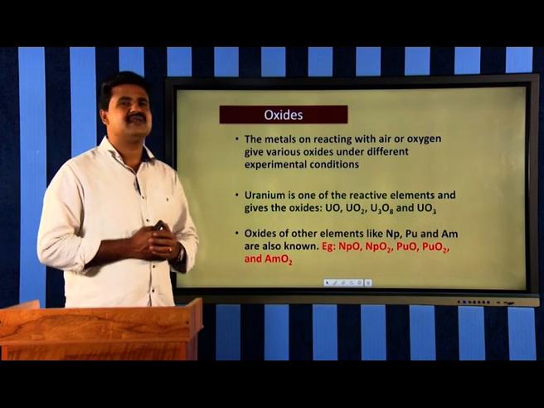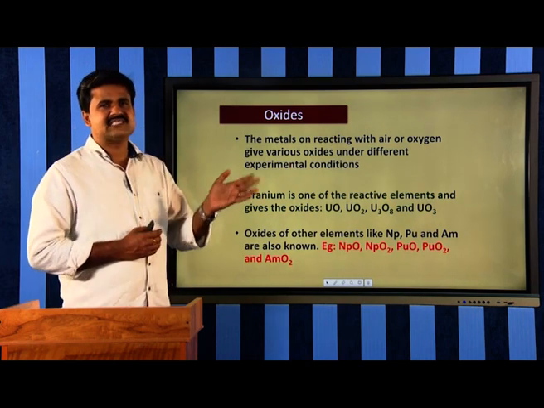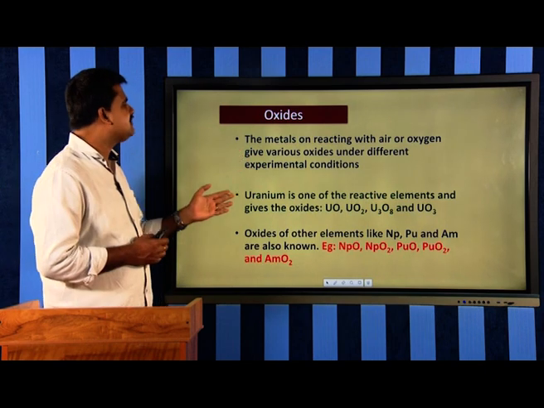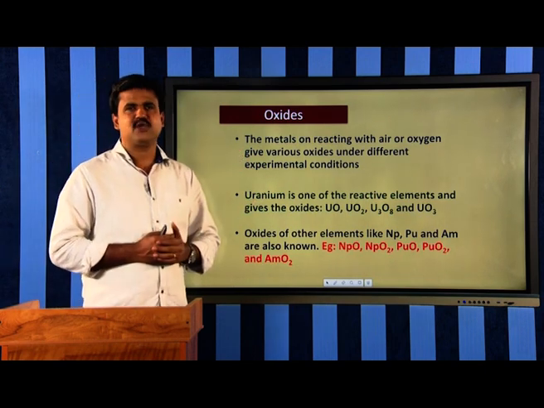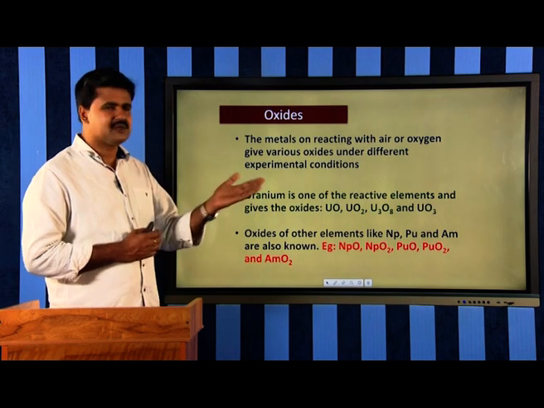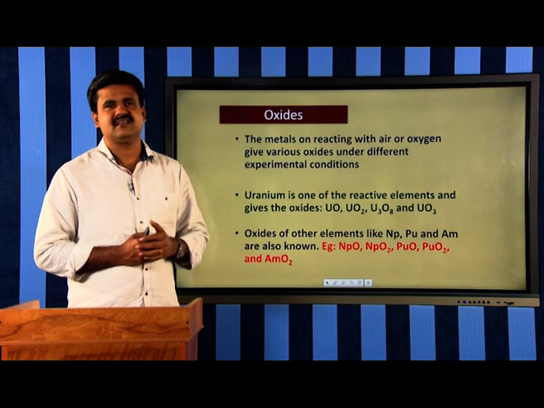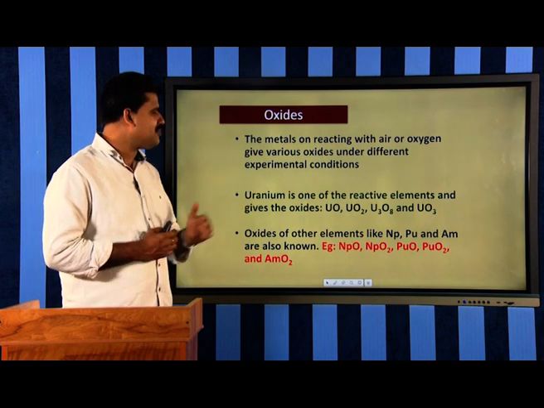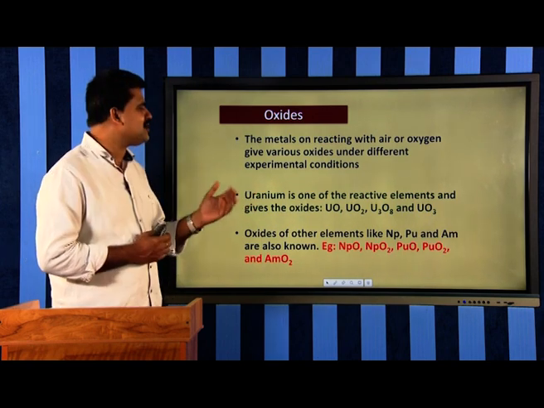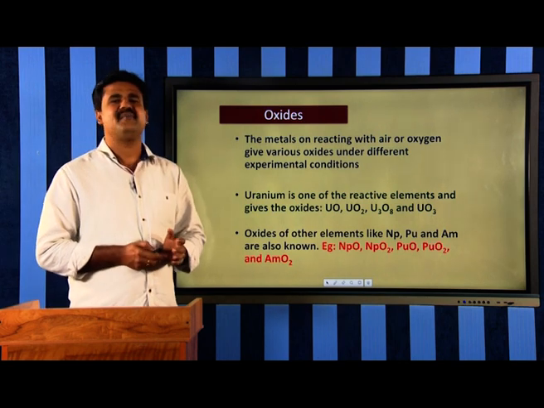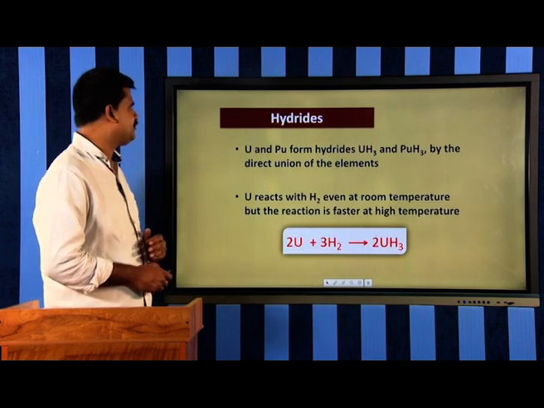For instance, uranium is one of the reactive elements and it will give oxides with the formula UO, UO2, U3O8, UO3, etc. Other oxides are also reported: neptunium oxides NpO, NpO2, plutonium oxides PuO and PuO2, and americium oxide AmO2.